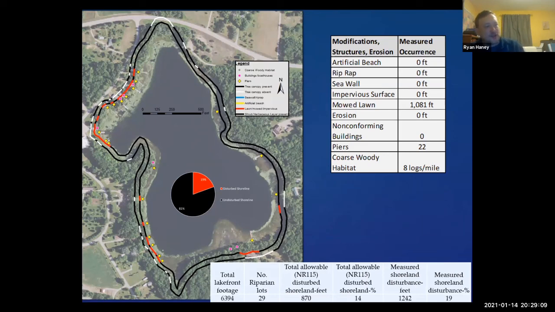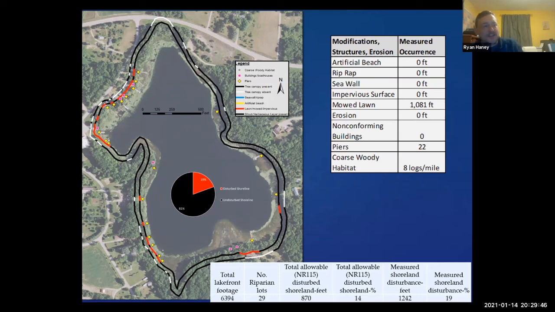Based on this, about 19% of the shoreline was considered disturbed. Over 80% is considered undisturbed. For most lakes in the area, that's pretty good numbers. So you do have a lot of undisturbed shoreline, which is good. Of the 6,400 feet of shoreline that we surveyed, there was about 1,000 feet of mowed lawn, and we counted 22 piers, 29 lots, and not a whole lot else.